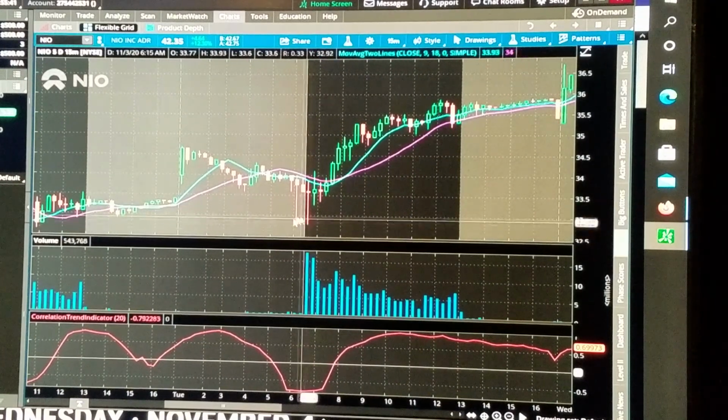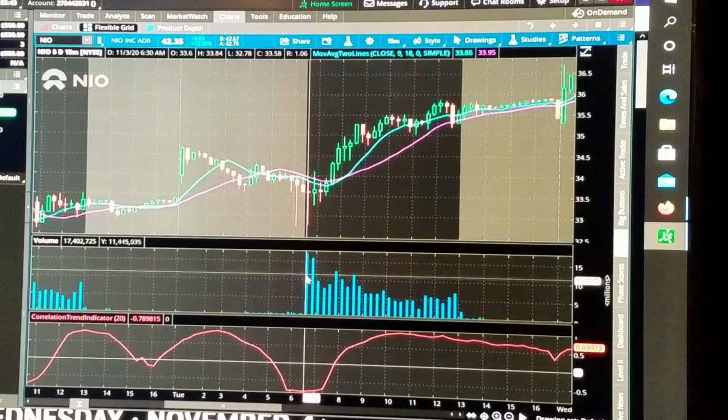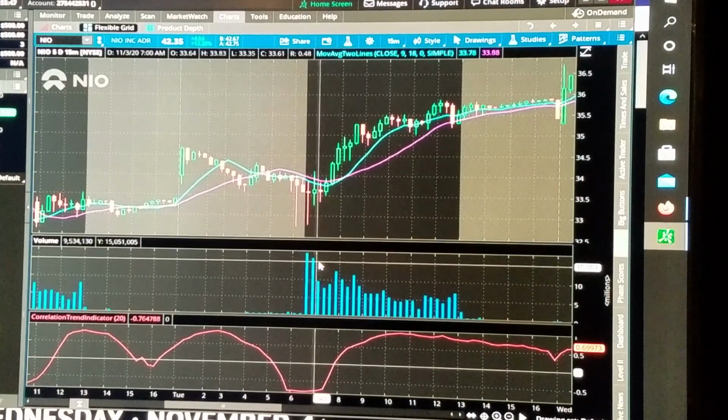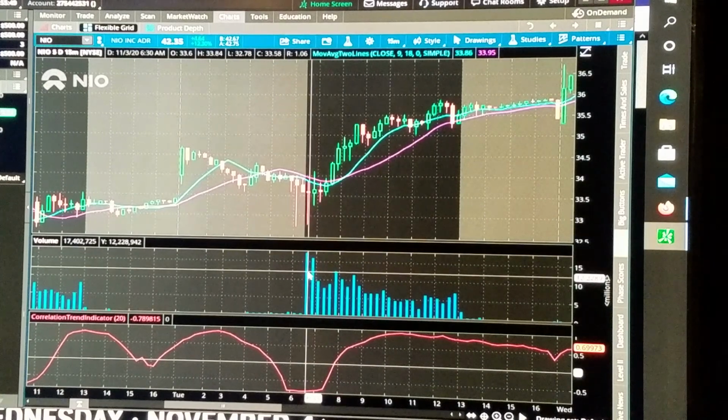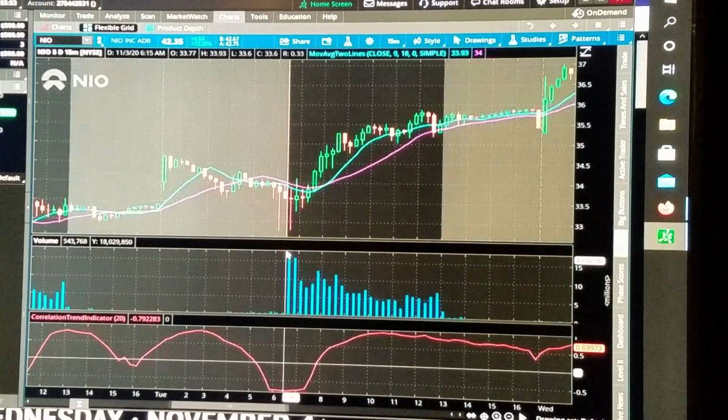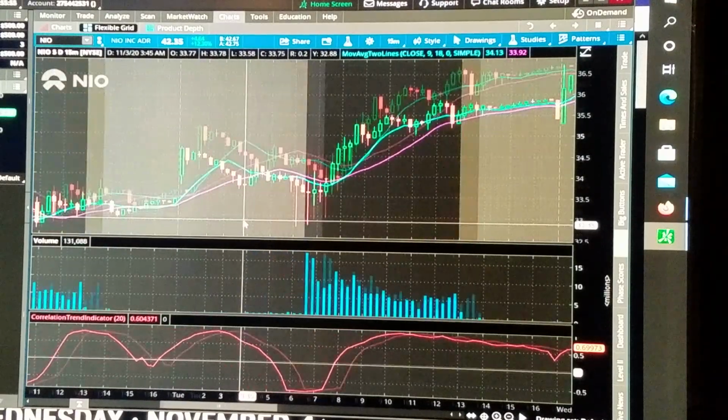But I like to buy the pullbacks or these bottom bubbles where the large volume is. That's where you're going to see a lot of your big buying happening, at these long drawn out wicks.